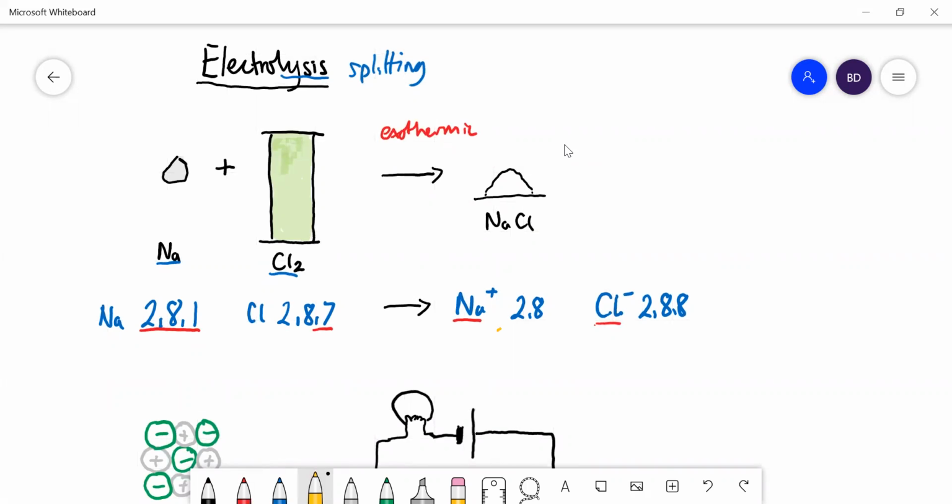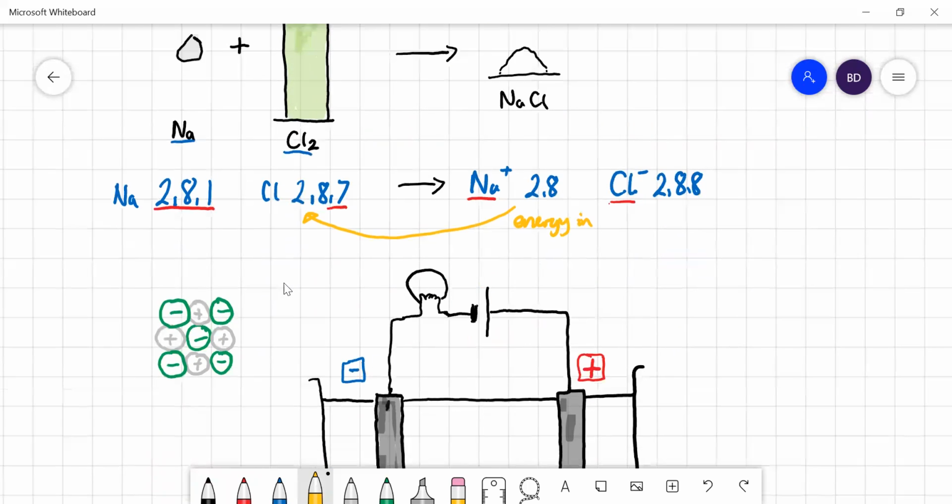So in order to make this reaction go backwards, when it goes forwards it's exothermic, so when you make it go backwards you have to put energy in, and that comes in the form of electrical energy transfer.